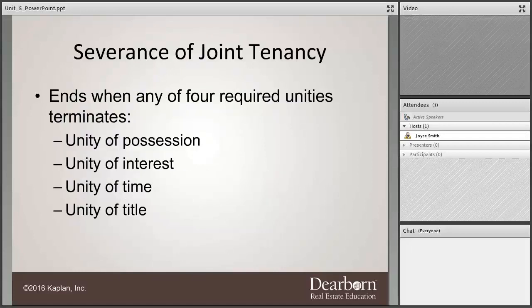Severance of joint tenancy ends when any of the 4 required unities terminates. So the unity of possession, of interest, of time, of title. Obviously, if they sell the piece of property, that's the possession. Interest, they sold their interest as well. Time, over time things can happen. In unity of title, passing title to somebody else would be how any one of the 4 happens and the joint tenancy is dissolved.